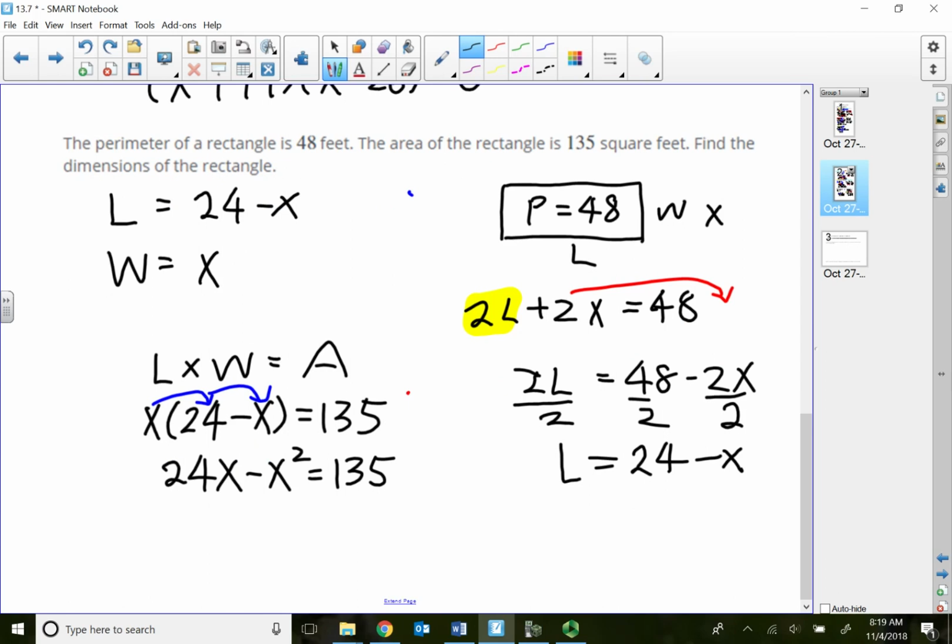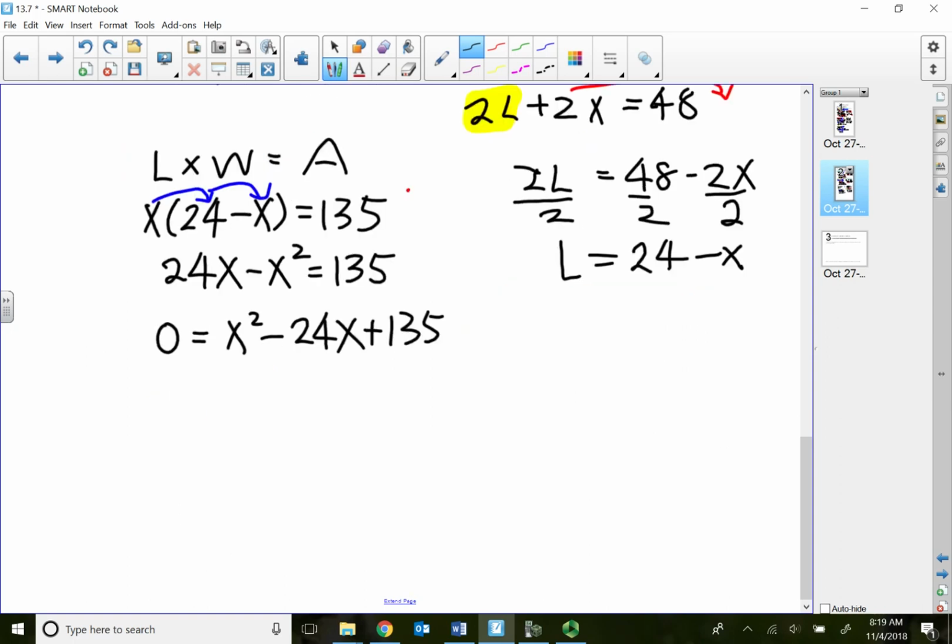All right. So since my x squared is negative, I'm going to move everybody to the right. So that will be 0 equal to positive x squared minus 24x, and still positive 135, right? Positive 24x moves over and becomes negative. Negative x squared moves over to the right and becomes positive. So let's factor this real quick.